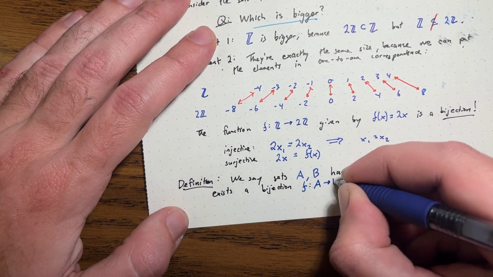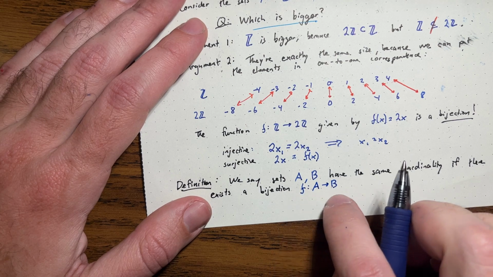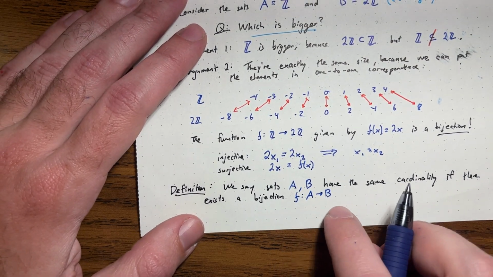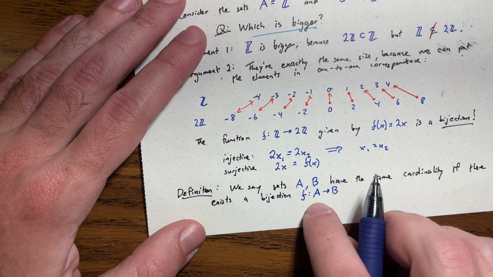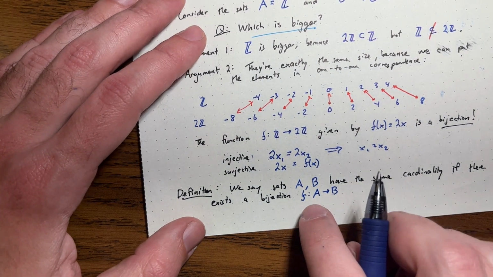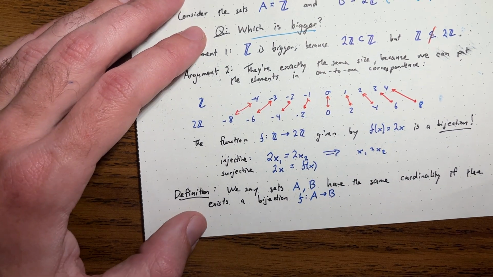A bijection from A to B. By the way, if I had said B to A, technically this is the definition A to B, but if I had said B to A, that would also be correct, because if there's a bijection from A to B, there must be a bijection B to A, and that's because f would be invertible in that case. The inverse function will be the bijection.